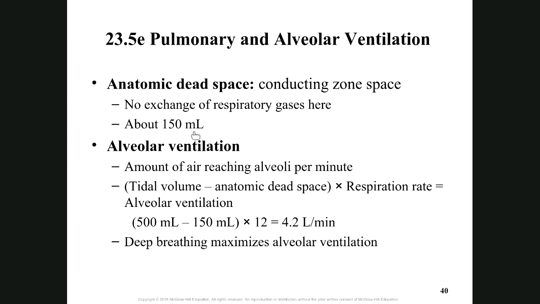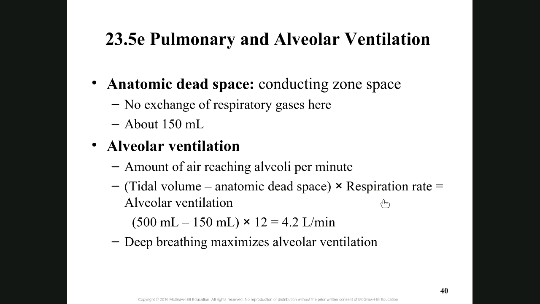And when we want to calculate our alveolar ventilation, we need to know the amount of air which comes to our respiratory zone. So you need to subtract the anatomic dead space from the tidal volume. This is the amount of air which you have in your alveoli. And if you multiply this number by the rate of respiration, you have alveolar ventilation, the amount of air which reaches your alveoli in each minute.